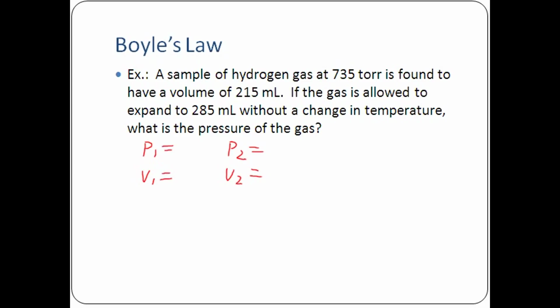So do we know the pressure to start with? A sample of hydrogen gas at 735 torr. So we know the original pressure, 735 torr. Okay. Do we know the original volume? Yes, 215 milliliters. So we take 215 milliliters.